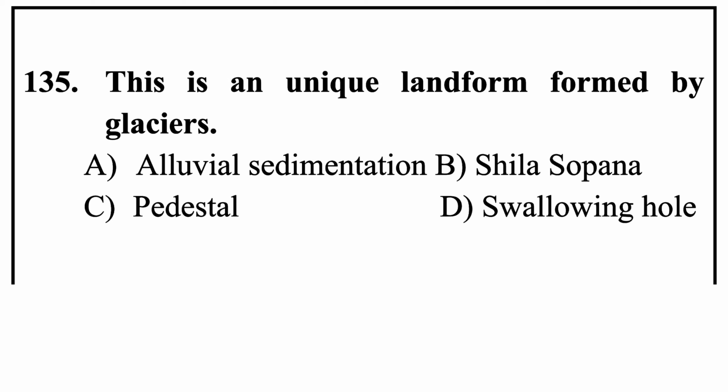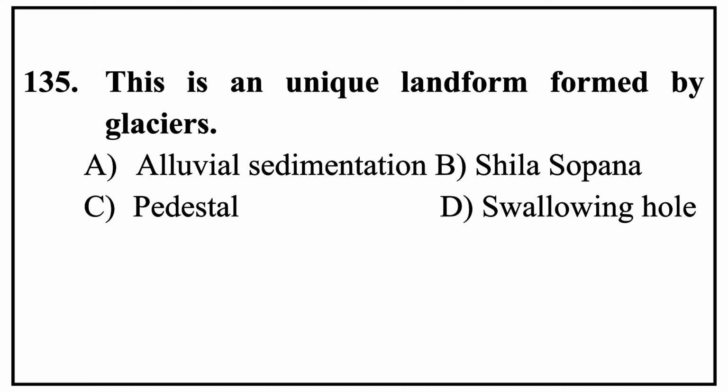135. This is a unique landform formed by glaciers. Options are A. Alluvial sedimentation, B. Shilasopana, C. Pedestal, D. Swallowing hole. Our right option here is Shilasopana or moraines.